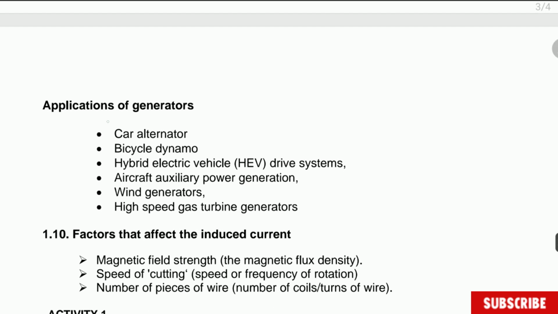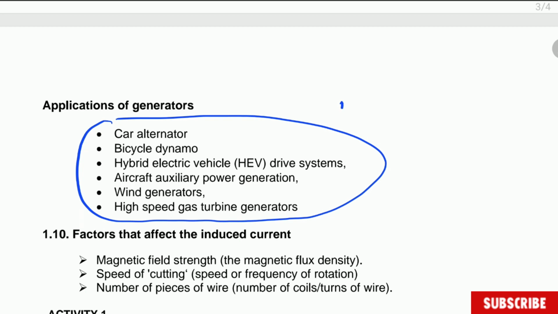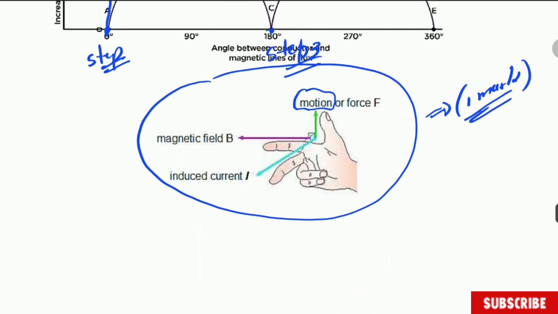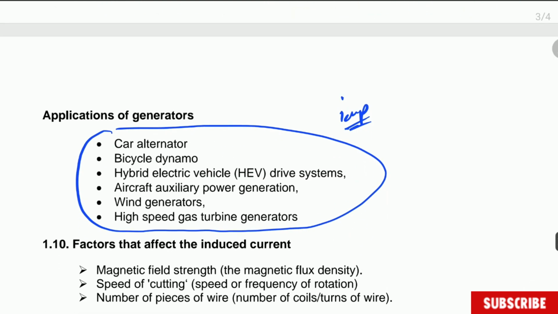Okay, this is how and where we apply generators. It's quite important, because as you identify the direction of the current, this one could be 1 mark, up to 2 or 3 marks, depending on the question. They say give 1, give 2, give 3 applications of a generator.